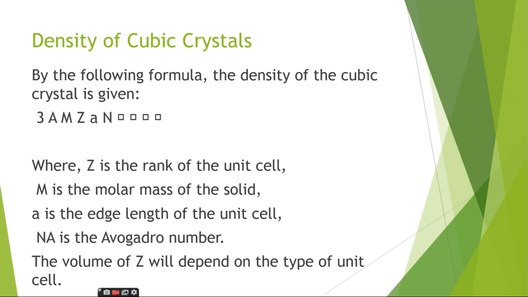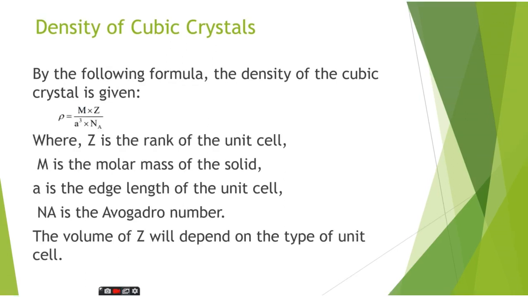Density of cubic structure. By the following formula, the density of a cubic crystal is given. Rho equals m into z upon a cube into Na, where z is the rank of the unit cell, m is the molar mass of the solid, a is the edge length of the unit cell, and Na is the Avogadro number. The value of z will depend on the type of unit cell.